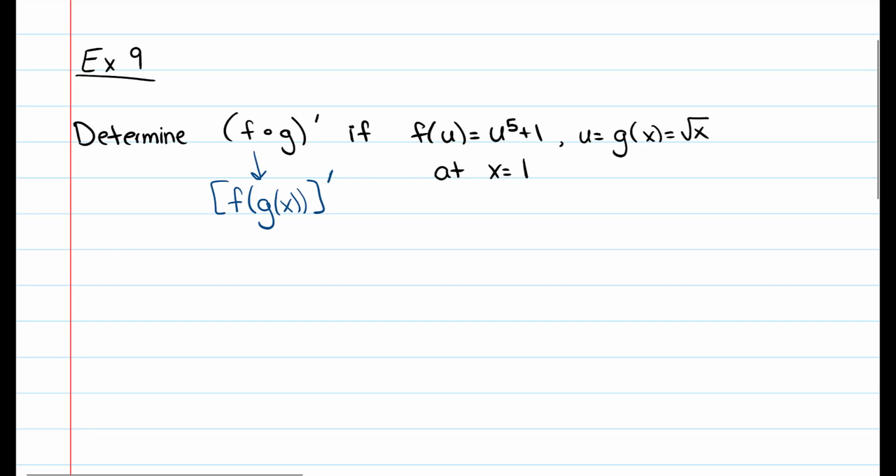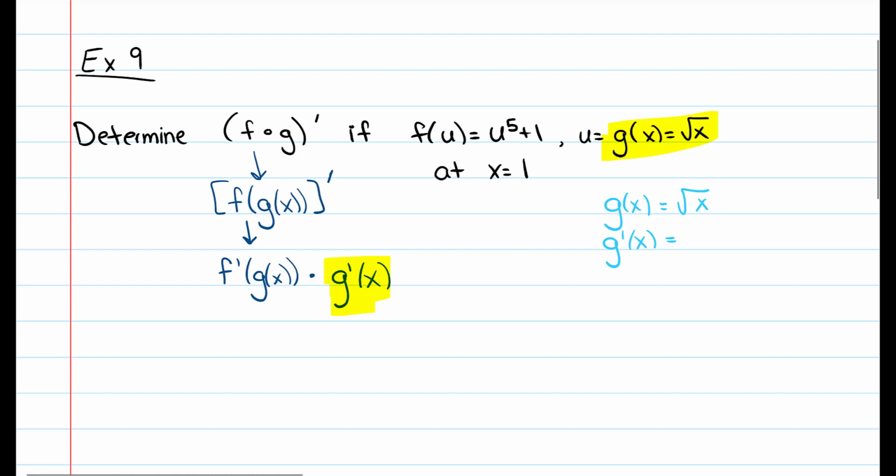So the next thing we want to do is start breaking this down. To take the derivative of this, we need to use the chain rule. By the literal definition of the chain rule, it's the derivative of the outside times the derivative of the inside. So let's focus in on what g prime of x is. Well, I know g of x is the square root of x. So if g of x is equal to the square root of x, then g prime of x is 1 over 2 square root of x.